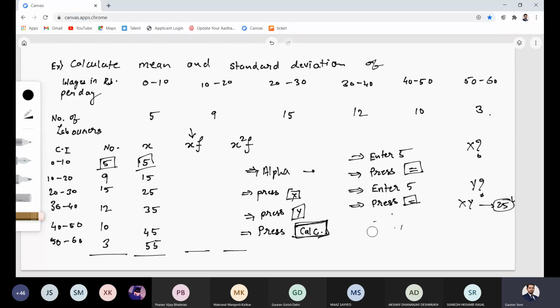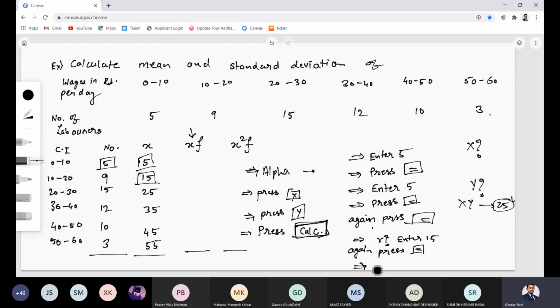So now you don't have to follow the same procedure again and again. Now what you do is, after this, again press equal to. Again press equal to. When you press equal to, again what you will see, x question mark, enter the next value of x. For the next value of x, that is 15. Then enter 15. Again press equal to.